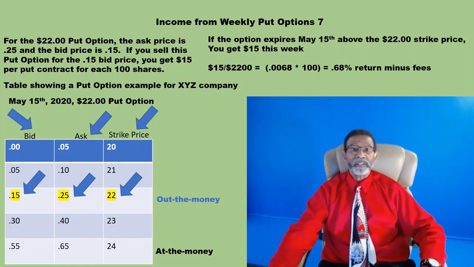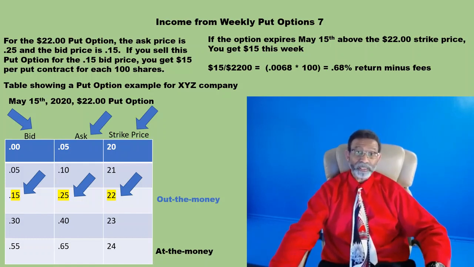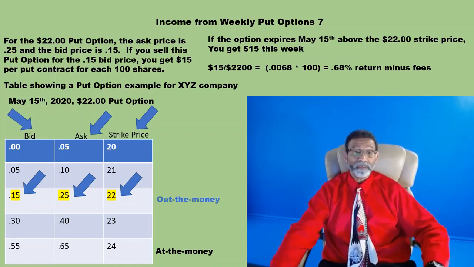Now, let's look at the $22 put option. Now, in this particular example, we have an ask price of 25 cents. We have a bid price of 15 cents. If you sell this put option for the 15-cent bid price, you get $15 per contract for each 100 shares.